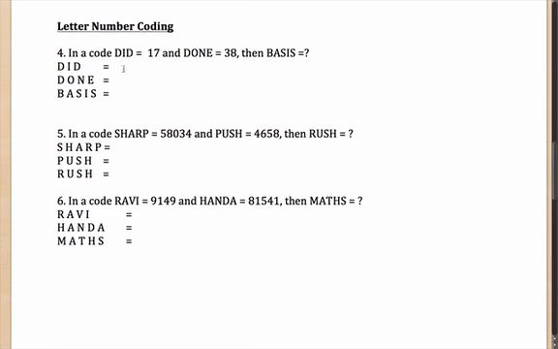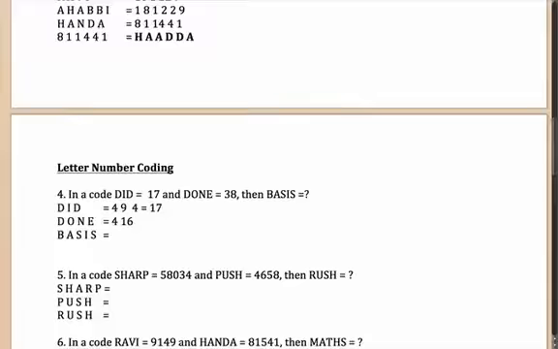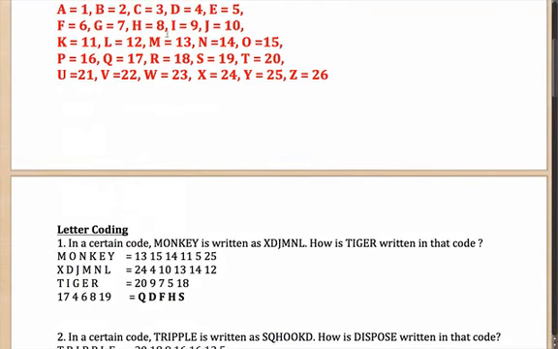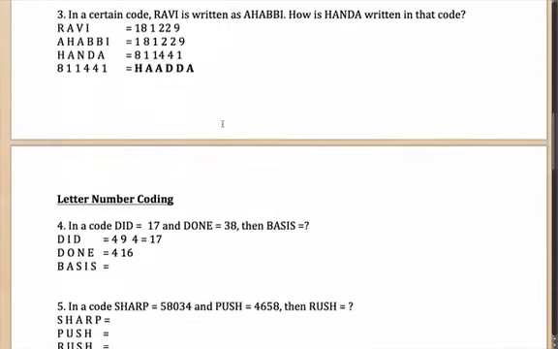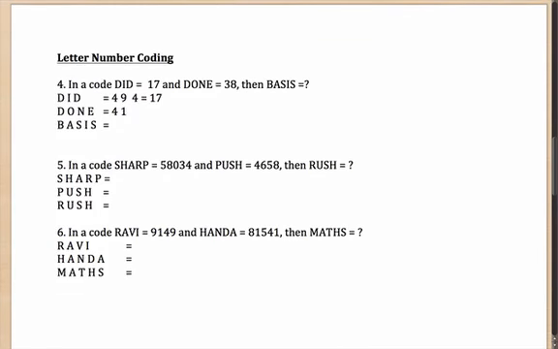Now what happens here? Did is 17. So what are D, I and D? D is 4, I is 9, this is 4 again, which is somehow becoming 17. Very similarly done. So D is 4. How much is O? O is 15 and N is 14. Okay. So I have O is 15, N is 14, and E is 5, which is becoming 38.